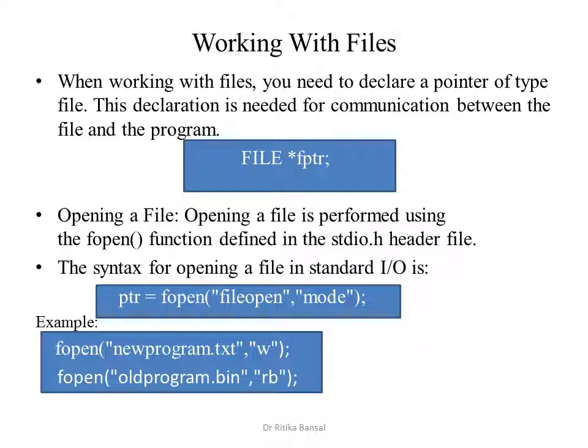Now how to open a file? We will open a file using the fopen function, second blue box on the screen. fopen, f stands for file. The fopen function takes 2 arguments. The first argument is the file name which we want to open, and the second is the mode, in which mode we want to open the file.